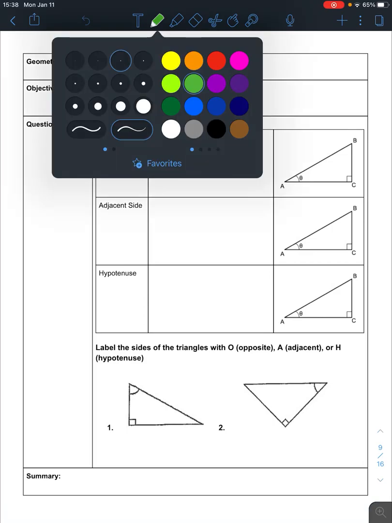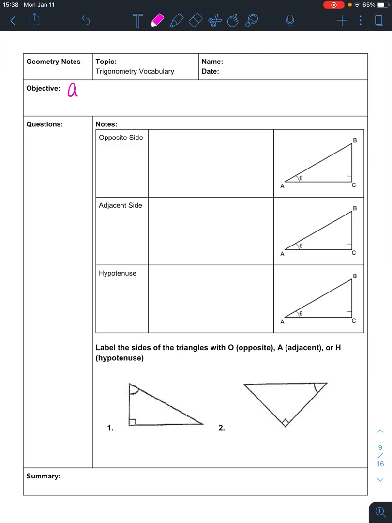What we have learned so far has shown us that we can use the Pythagorean theorem, a squared plus b squared is equal to c squared, when we have two sides of a right triangle and we want the third side. Then we talked about special right triangles, 45, 45, 90, and 30, 60, 90 triangles.